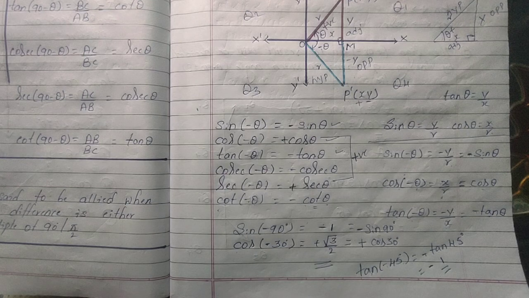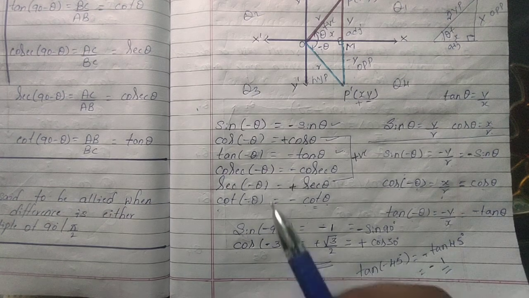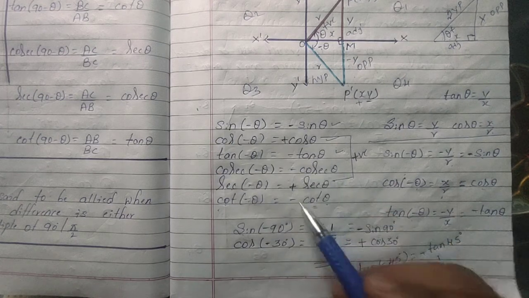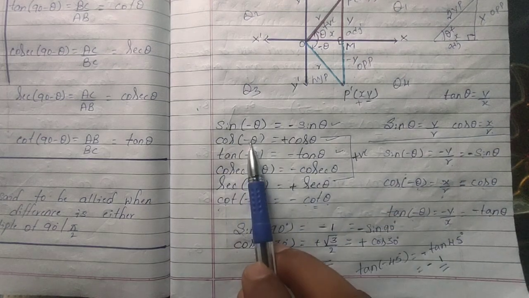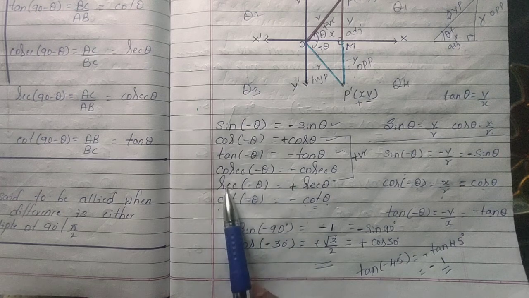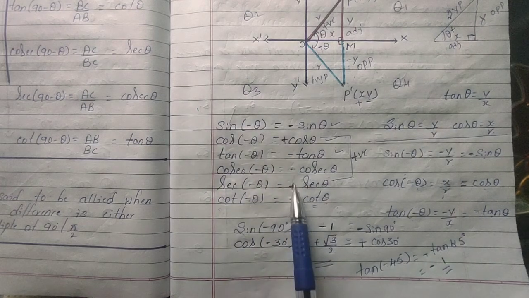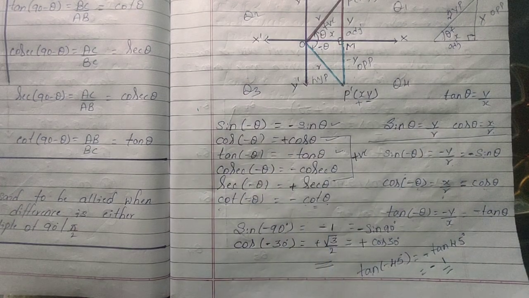So except cos and secant, for the remaining four ratios, if the theta is negative, the answer will be negative. When the theta is negative in the case of cos and secant, the angle will change as a positive. Okay.